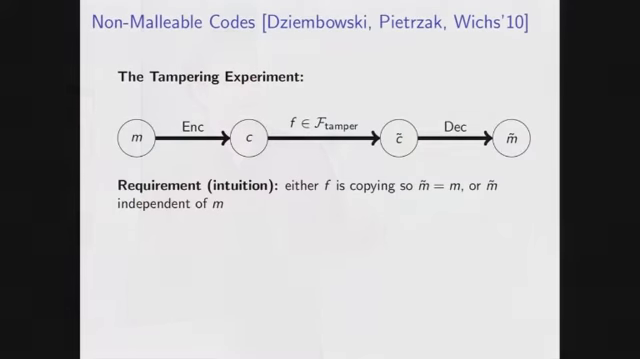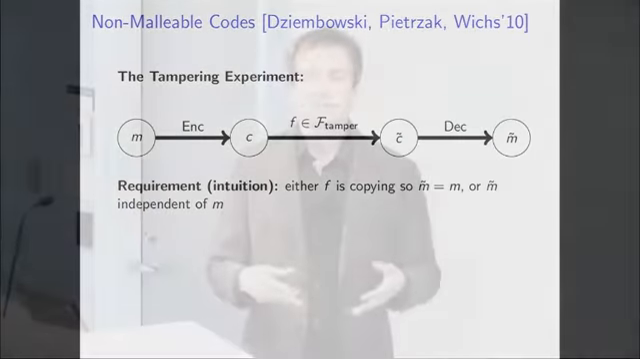Okay, and so they look at the same tampering experiment, and their intuitive requirement is just that either f is copying, in which case you have M tilde equals M. So if f does nothing, or does really simple things that don't change anything, then M tilde equals M. Or otherwise, M tilde is independent of M, sort of classic non-malleable style.